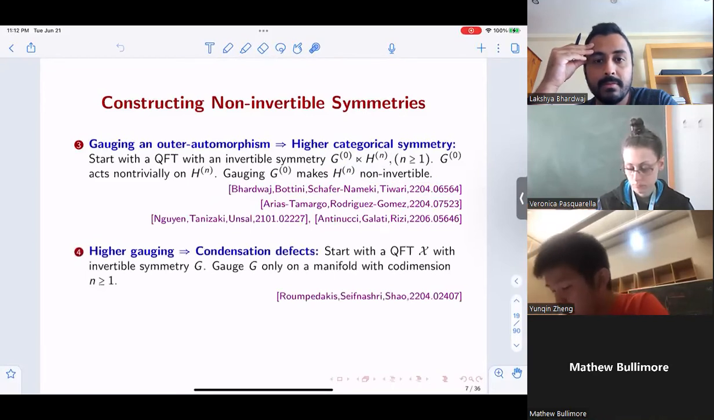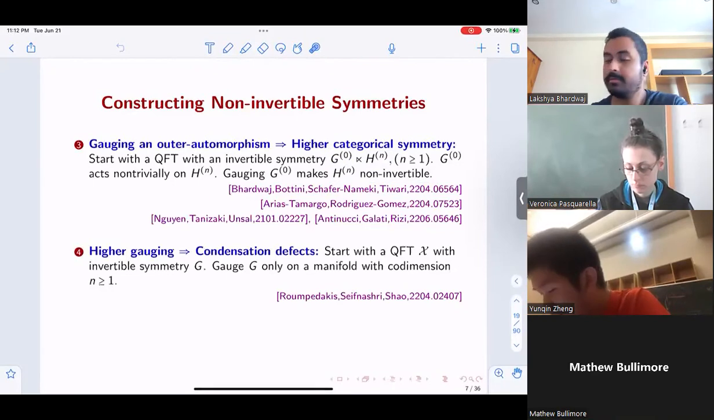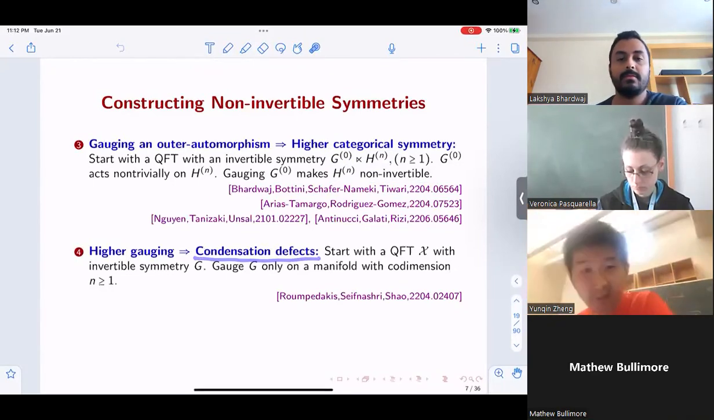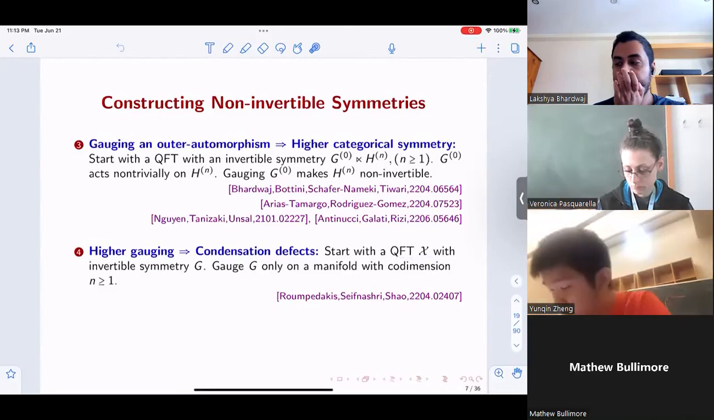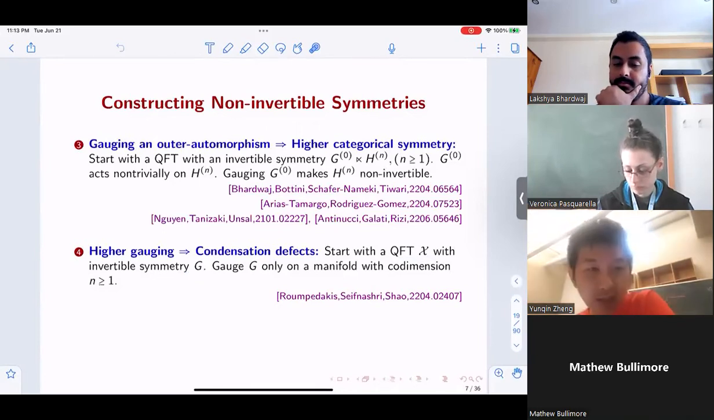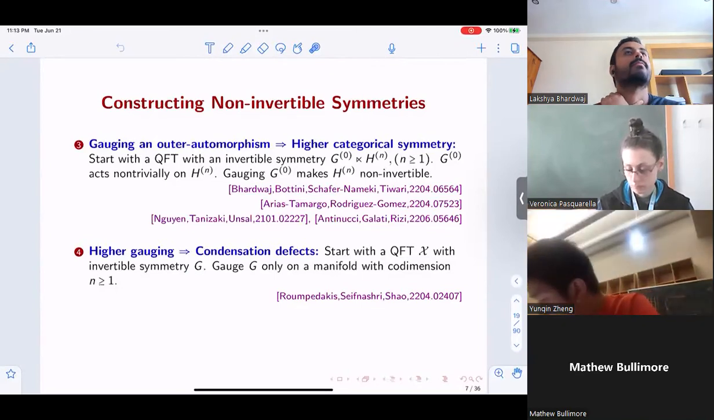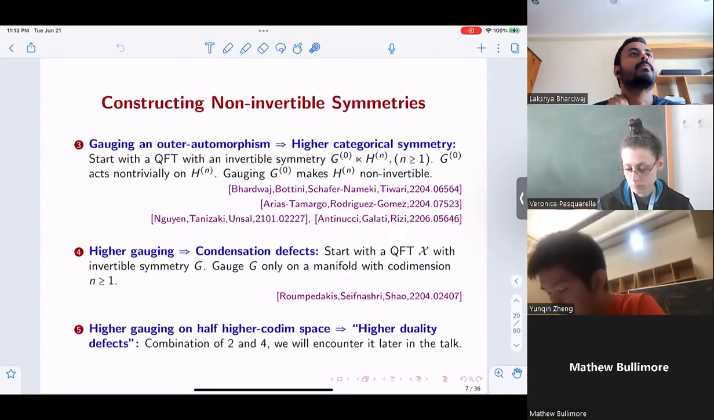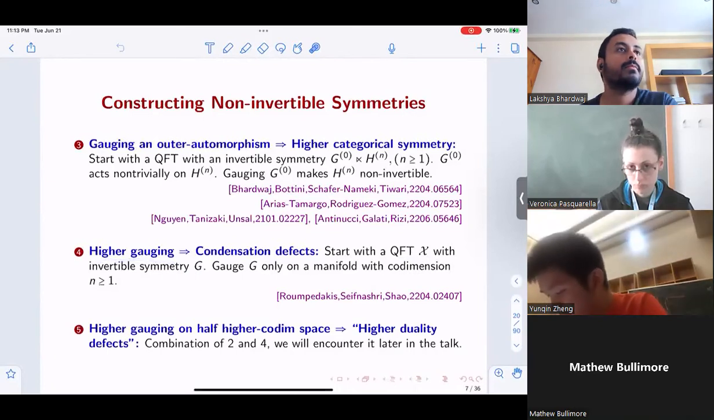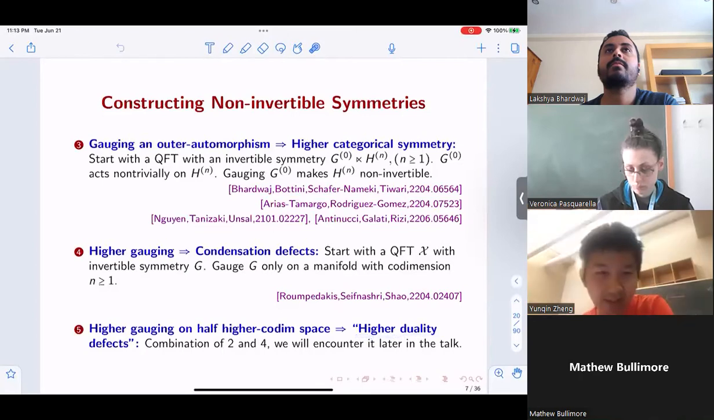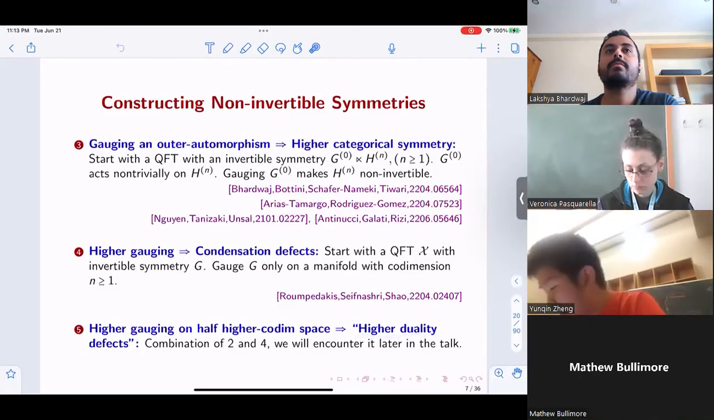And the fourth option is the higher gauging, and this will give us the condensation defects. More concretely, we start with the QFT X with the invertible symmetry G, and we gauge G only on a manifold with codimension equal to or higher than 1. And finally, we can combine the second one, gauging on half space, with the higher gauging, namely the higher gauging only on half of a higher codimensional space. This will provide us the higher duality defects, and we'll encounter an example of it later in the talk today.